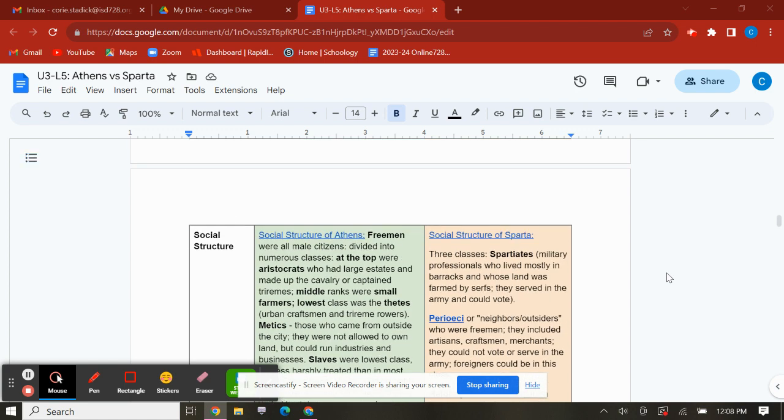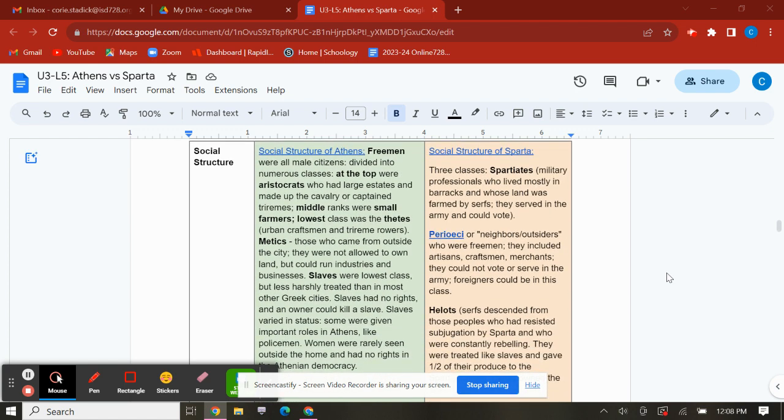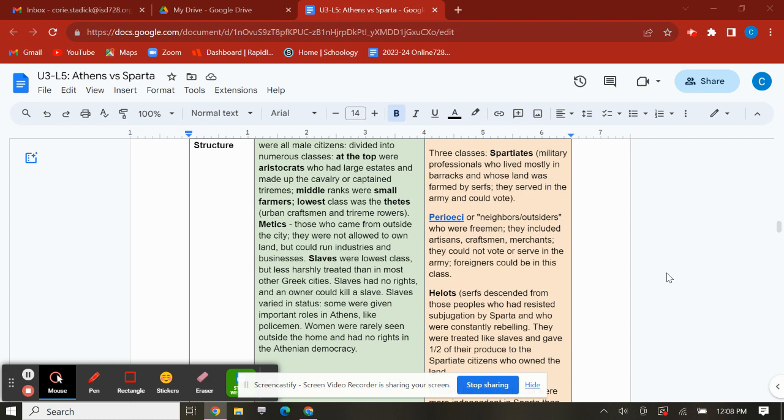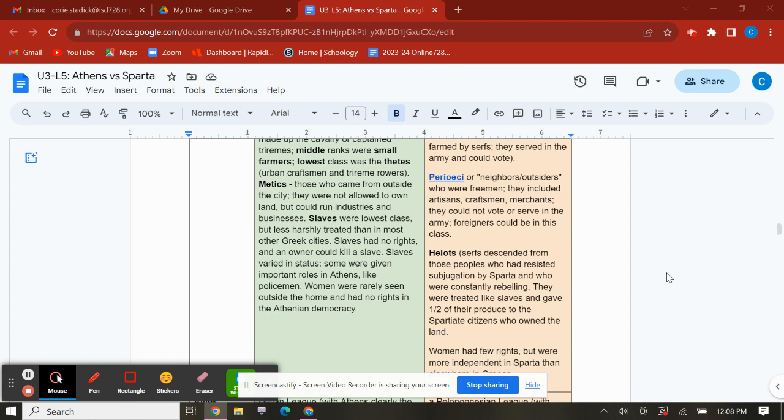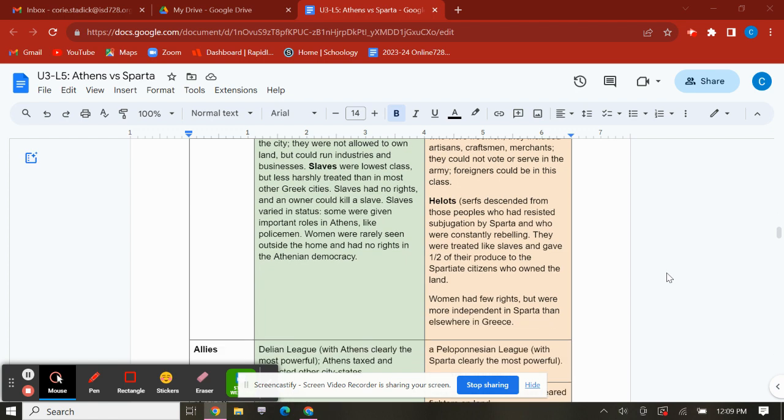Social structure of Sparta. 3 classes. Spartiates were military professionals who lived mostly in barracks and whose land was farmed by serfs. They served in the army and could vote. Perioeci, or neighbors/outsiders, who were freemen. They included artisans, craftsmen, merchants. They could not vote or serve in the army. Foreigners could be in this class.